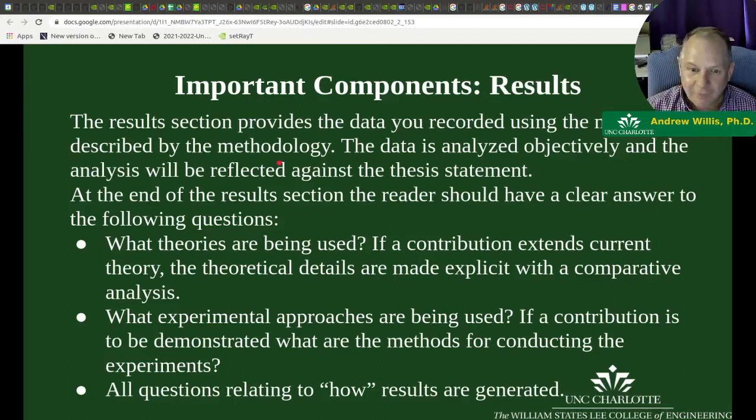And if a contribution is to be demonstrated, what are the methods for demonstrating that contribution? Usually there's a control and a variable, and you are allowing the variable to change, and you may be looking at, say, different interpretations of the variable.